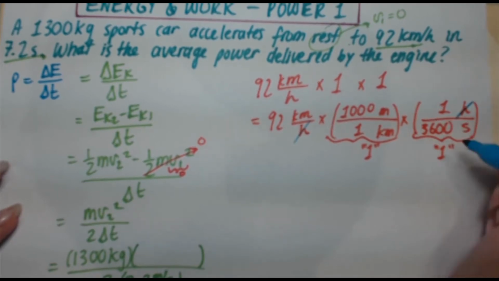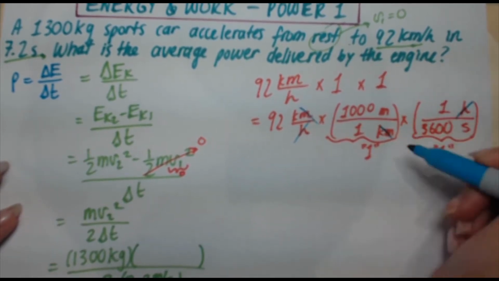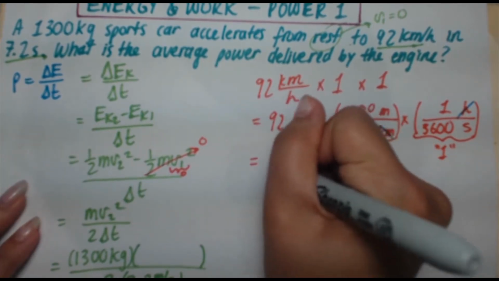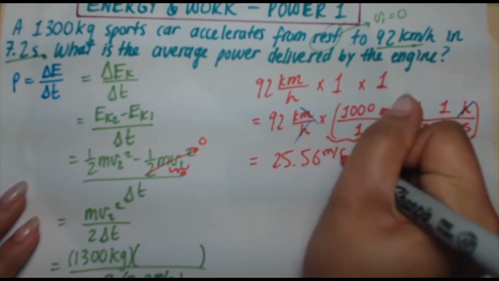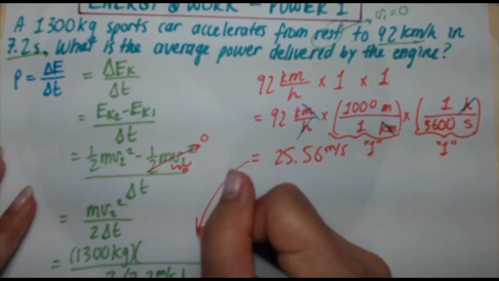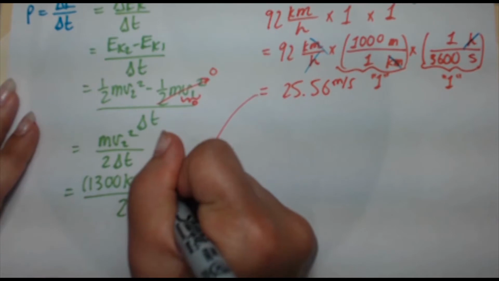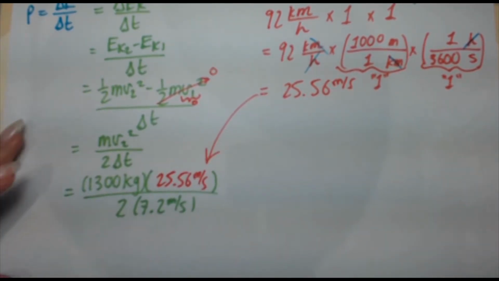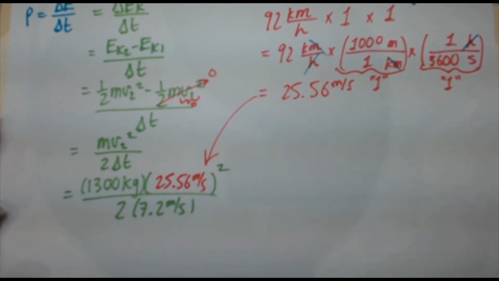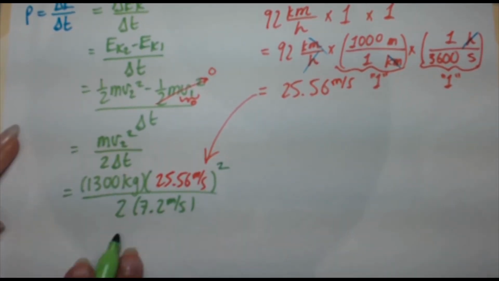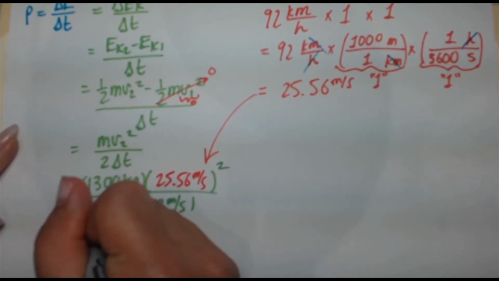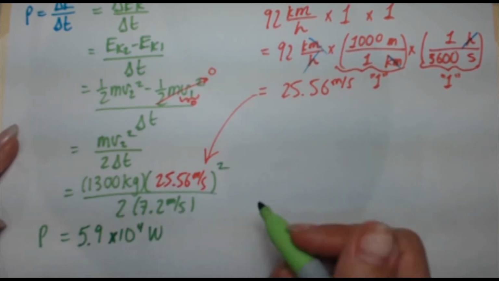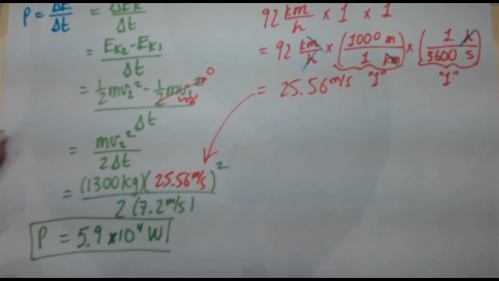Well, enough talking about that. Let's cancel out the hours, cancel out the kilometers. 92 times 1,000 divided by 3,600. Punch that in your calculator and you're going to get 25.56 meters per second. And that is precisely what I'm going to plug in over here. 25.56 meters per second. And actually, I think that should be getting squared, so let me remember to put that squared in there. Punch all this in your calculator and you are going to get the power is 5.9 times 10 to the 4 watts. And that is accurate to the right number of sig figs. So there's the power delivered by the engine.